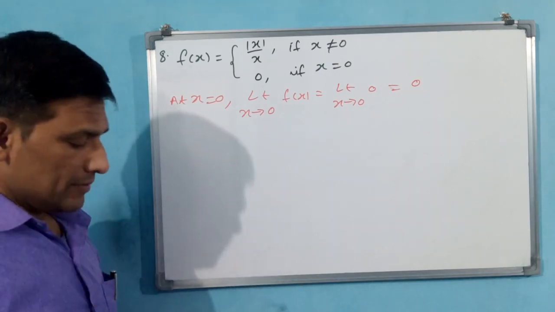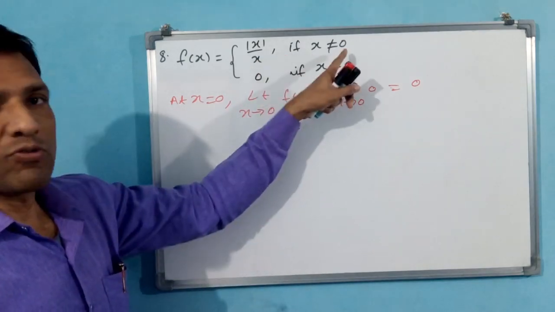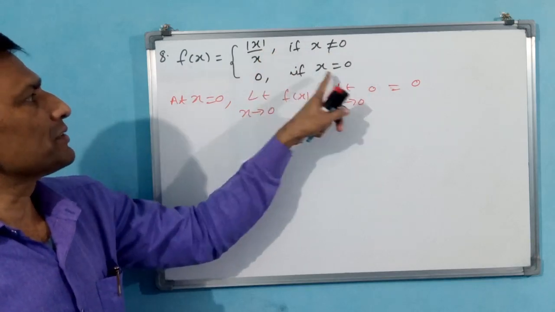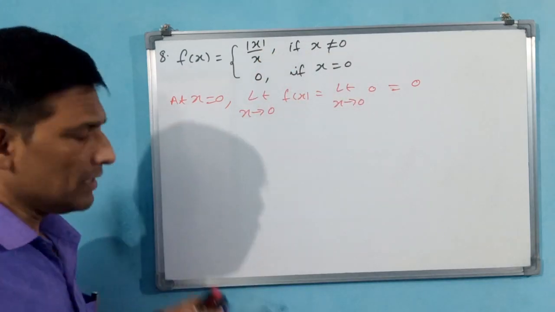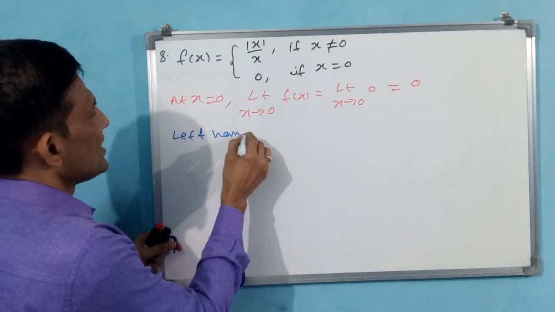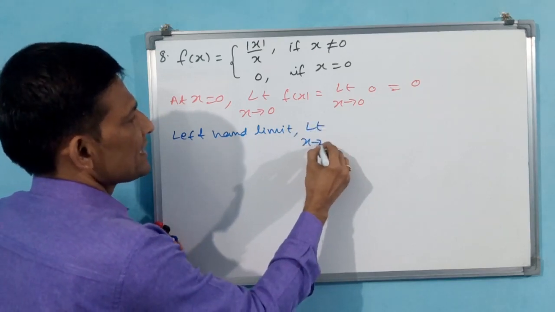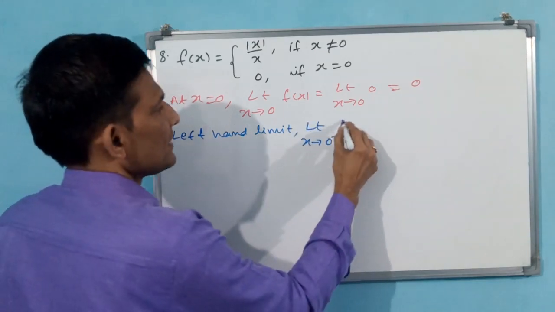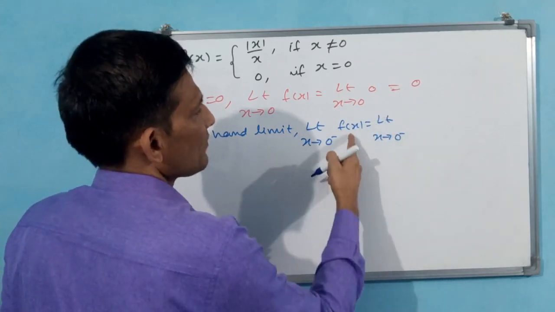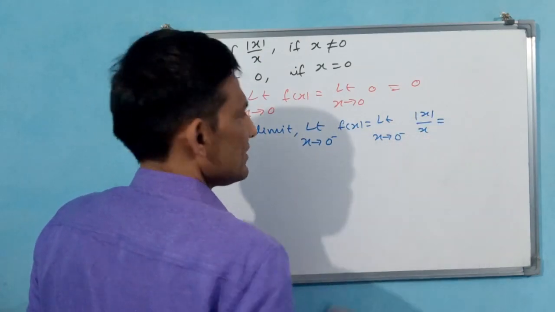Now you come for left hand limit. Left hand limit, right hand limit, both we have to do. Why? Because slightly less than 0 also this function, slightly greater than 0 also this function, only equal to 0 this function. Okay? Write down. Left hand limit, limit x tends to 0 minus f of x, that is equal to limit x tends to 0 minus, f of x is what here? Modulus x by x, that is equal to.